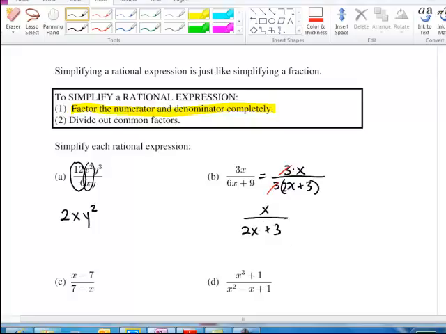Notice now there is an x in the numerator and there's an x in the denominator, but there's not a factor of x in the denominator. So I can't reduce these because this x is involved in a sum.